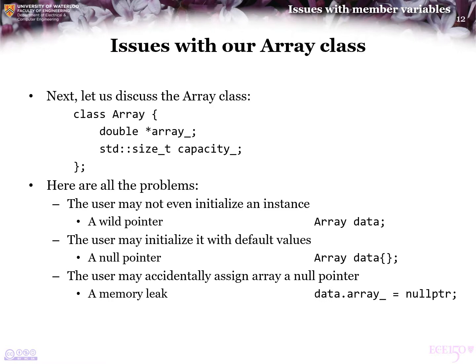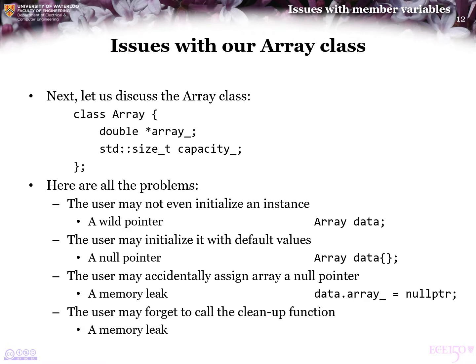The user may accidentally assign to the array member variable some other value, perhaps a null pointer or another newly allocated array, in which case you end up with a memory leak. And the user may have forgotten to call an appropriate cleanup function. And if that's the case, this too results in a memory leak. Additionally, the user may simply assign the wrong capacity. So the array may be initialized to be a dynamically allocated array of capacity 500.